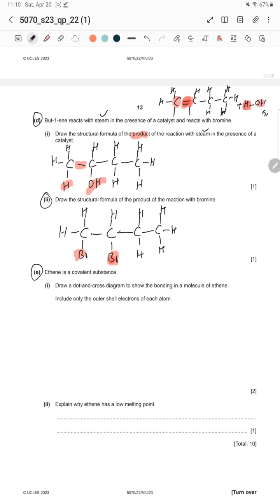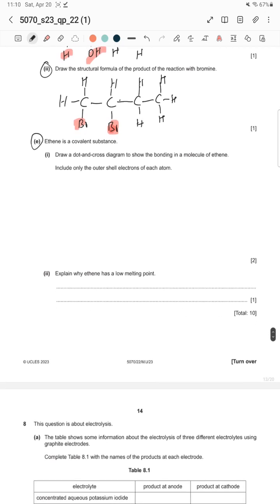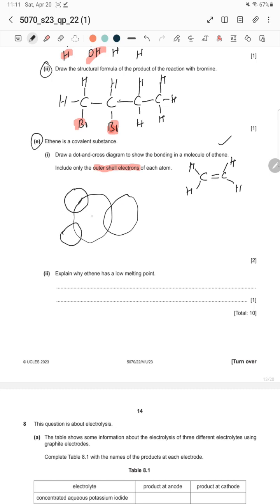Now ethene is a covalent substance. Draw a dot and cross structure showing bonding in an ethene molecule. It's a covalent compound. So in CAIEs, whenever there is a dot cross structure of covalent compounds, only the outer shell of electrons is drawn. So the examiner asks you to draw the outer shell. So they are asking you to draw the dot cross structure of ethene. So dear students, ethene is a 2 carbon alkene. This is how its structural formula is. So 2 carbon atoms will overlap with each other and there will be 2 hydrogen atoms with each carbon.